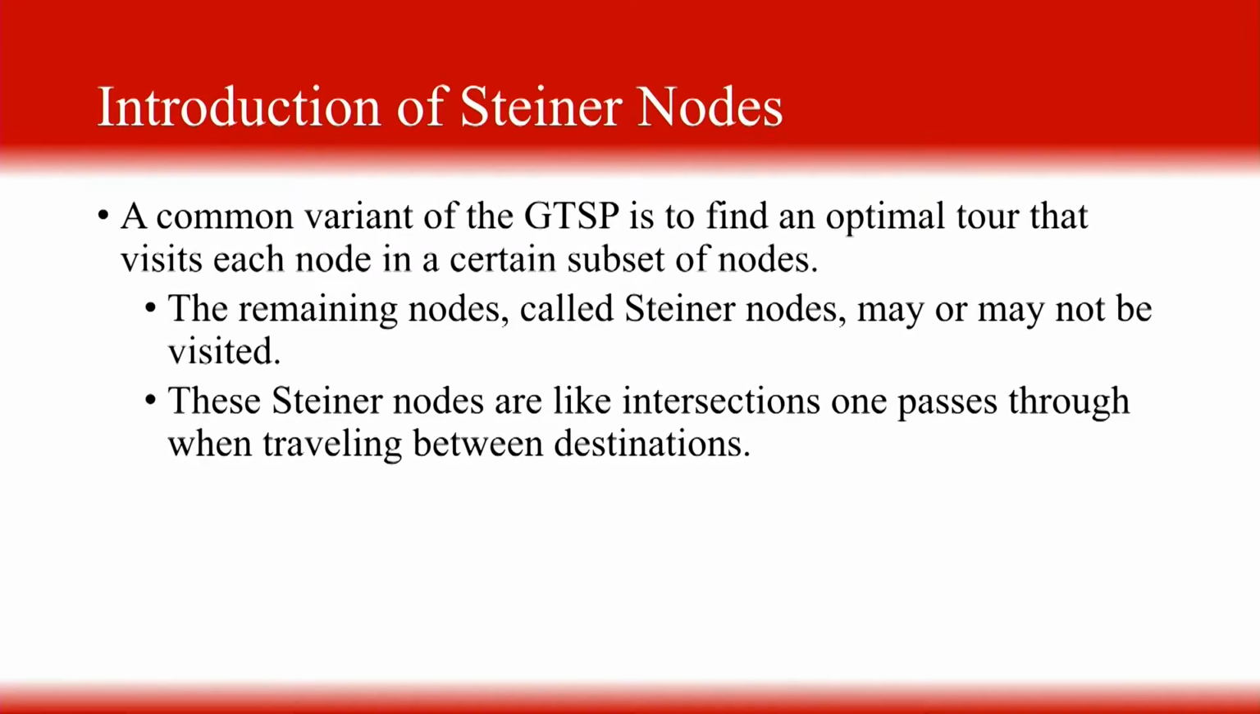The thing we can notice about this problem is that often you may have intersections between your destinations. So if you imagine a road network and you want to go from Pittsburgh to Philadelphia, there might be a lot of intersections along the way that are not destinations. And the paper of Cornuéjols, Fonlupt and Naddef called these nodes Steiner nodes. And so we're going to use that same language for these kinds of intersection nodes.